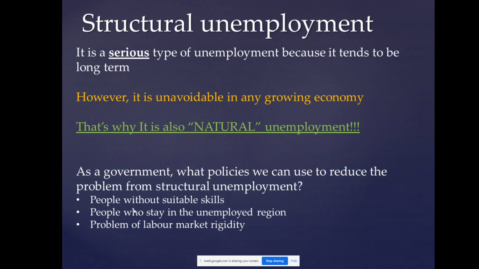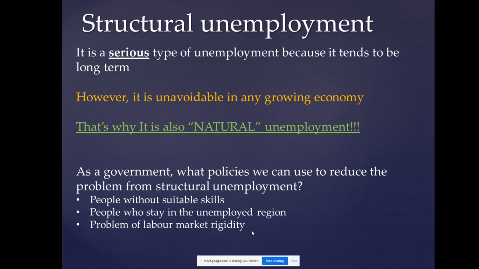It'll be great to see all those points in the answer. What about the third one? No, we haven't discussed this yet. So if there are problems of labor market rigidities, what can we do? The minimum wage, the trade union, the unemployment benefits: reduce trade union power, remove legislation, deregulation perhaps, or removing the minimum wage. Yeah, that's very good.